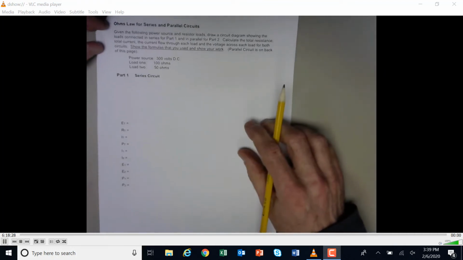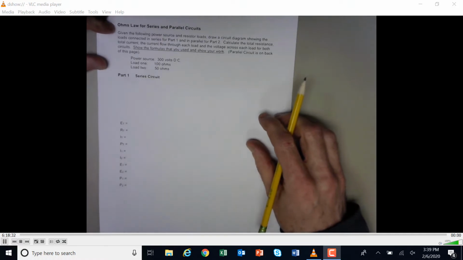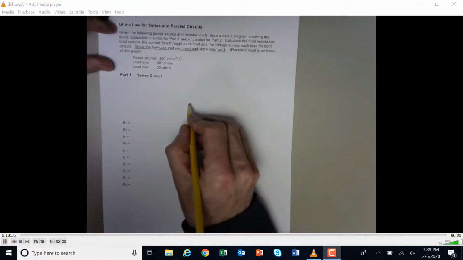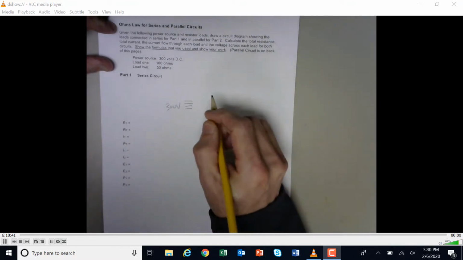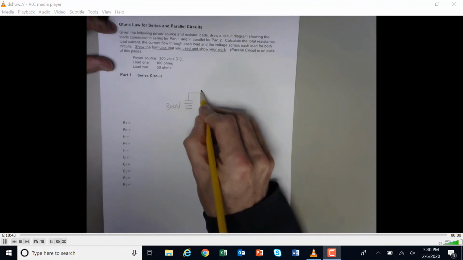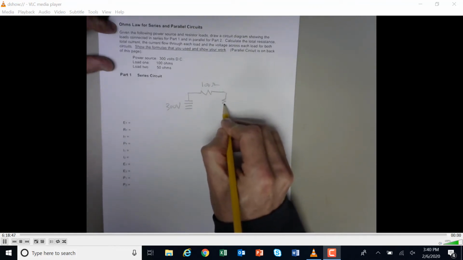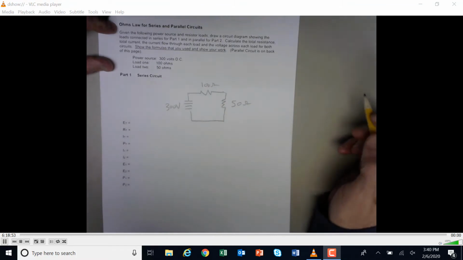The last thing we're going to do here is look at some Ohm's law, series and parallel, one last time. So we're going to take a look at a series circuit. Our power source is 300 volts. This is series. Our load 1 is 100 ohms, and our load 2 is 50 ohms. Basic electrical diagram there. So what do we know about series?